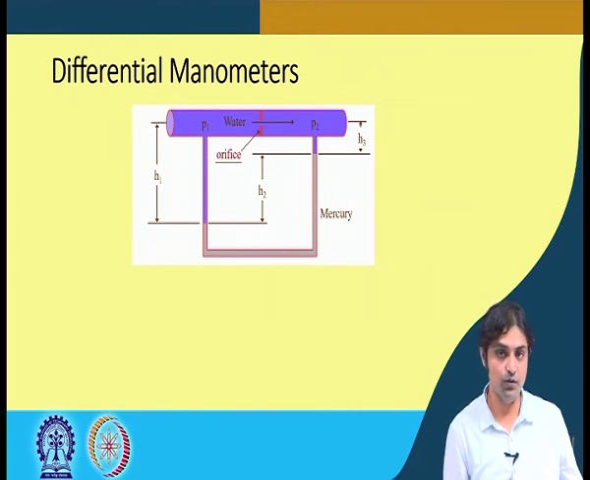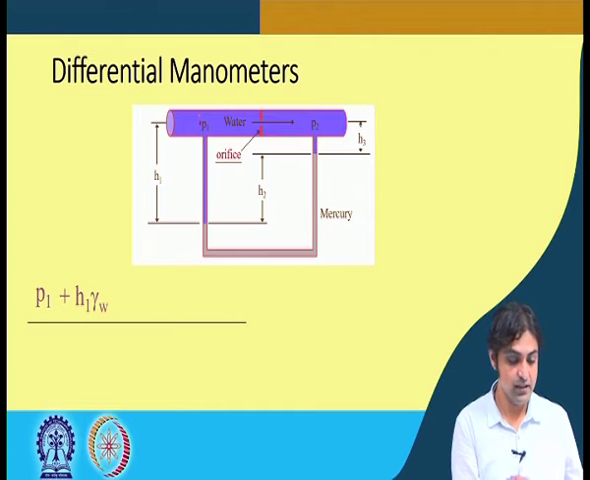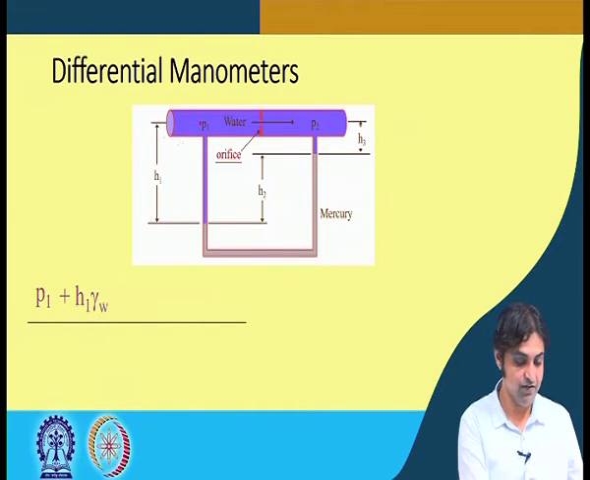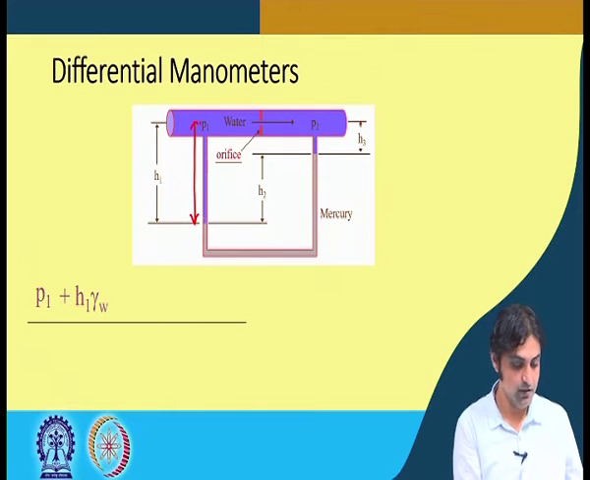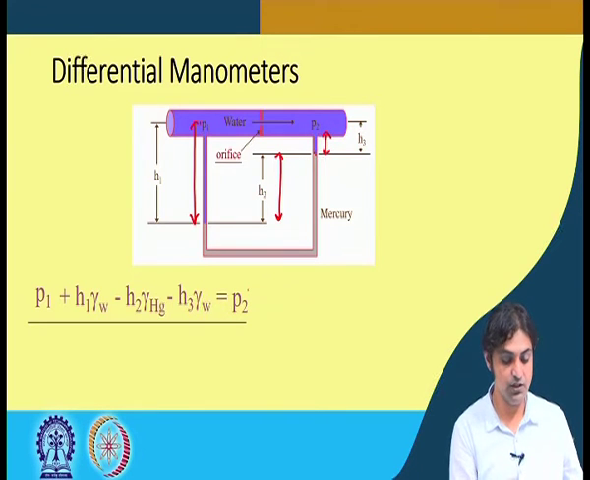variation with pressure. If we go down, we are going to add the pressure. If we are going up, we are going to subtract that pressure. So firstly, P1, this is P1 here, plus H1 gamma W. So we are traversing around this direction, H1 gamma W, because this is water, minus H2. So if we traverse around this direction and reach this point, minus H2 into gamma Hg. Again we are traversing across the water, so minus H3 gamma W should be equal to P2.